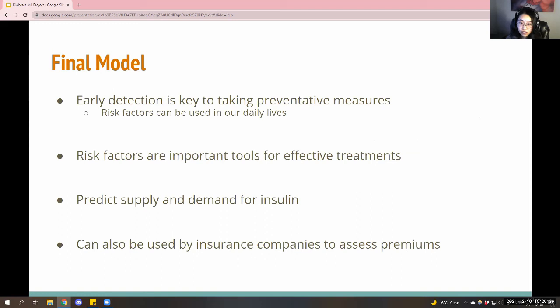These risk factors can also be used to advance healthcare technology because they can be used as new leads and also help with healthcare treatments. They can also be used to predict supply and demand for insulin. And insurance companies also need risk factors to assess premiums for their customers. Since companies are not allowed to use ethnic background as a feature and reasoning behind assessing their premiums, this data set would be suitable because it doesn't have that feature.